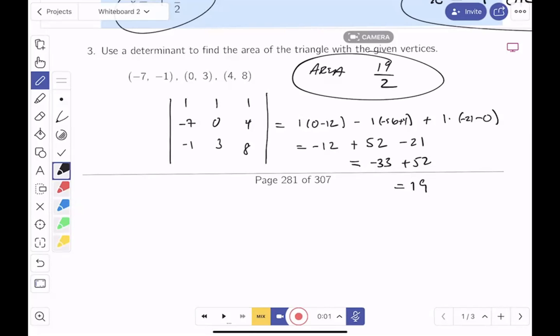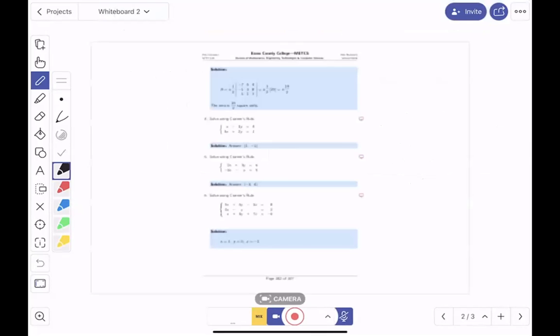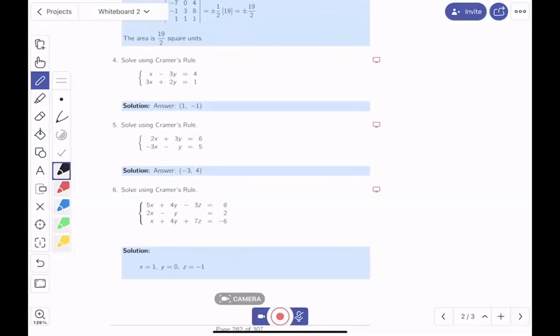All right, let's go to number 3. I'm sorry, number 4. And let's take a look. It says solve using Cramer's rule. And I'm going to point out it's really not bad to do Cramer's rule. But again, you may have to go back and rethink the derivation. And I'm going to write this over here.